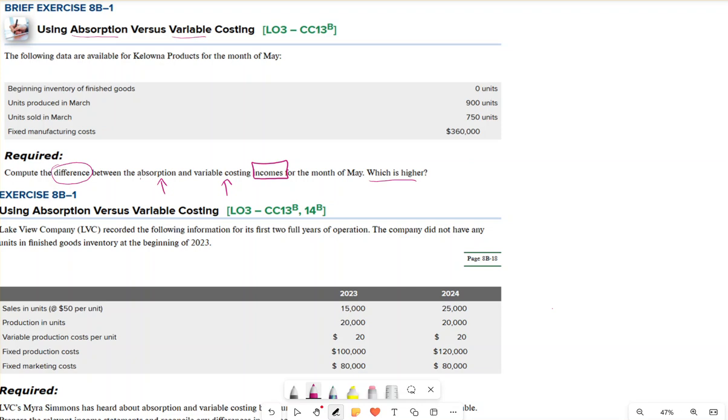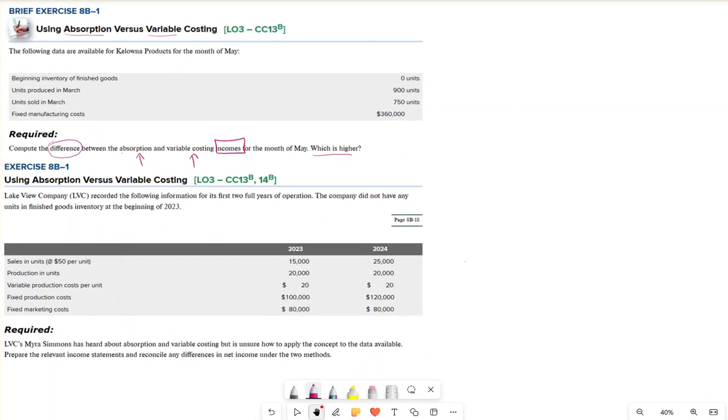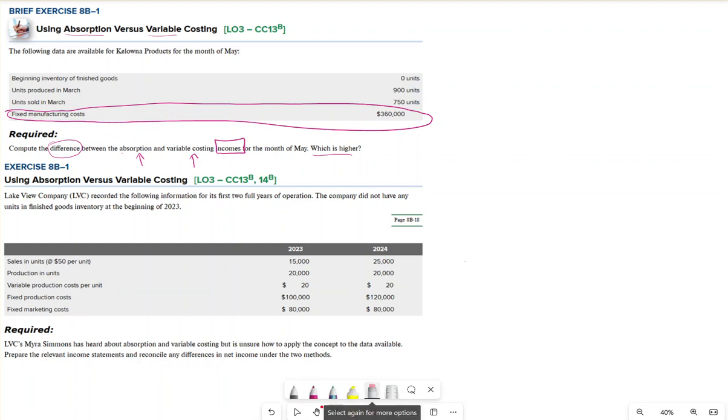When you calculate it, what makes the two costing systems different is their fixed manufacturing overhead. So what we need to know is how many units we produced in the month of March. The formula here is the fixed manufacturing overhead divided by the number of units produced.